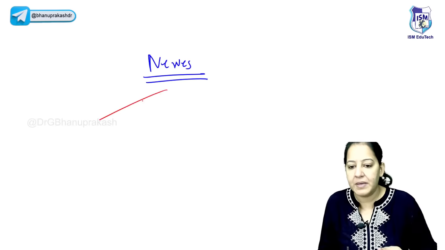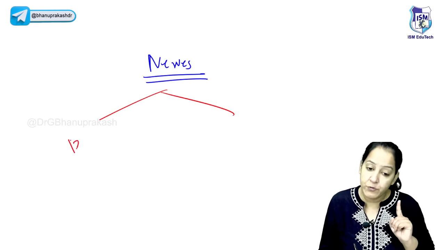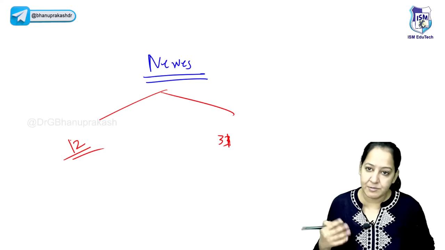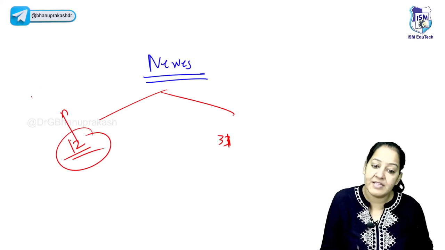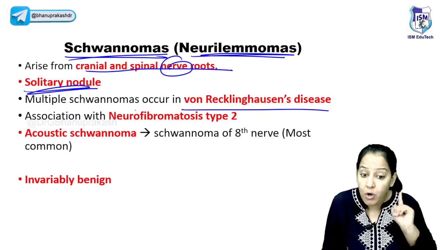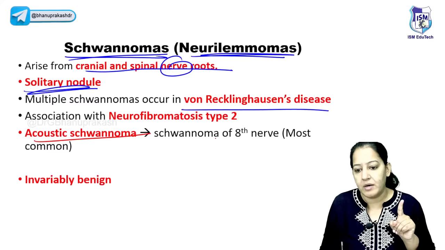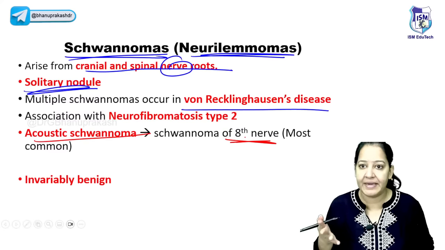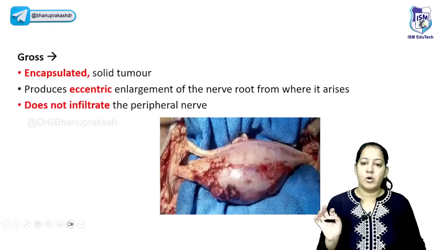How many cranial nerves do we have? How many spinal nerves do we have? We have 12 pairs of cranial nerves and 31 pairs of spinal nerves. In the cranial nerves, it arises from the 8th nerve most commonly. That is the acoustic schwannoma. The 8th nerve schwannomas are the most important and most common, so please learn. It is also known as acoustic schwannoma.